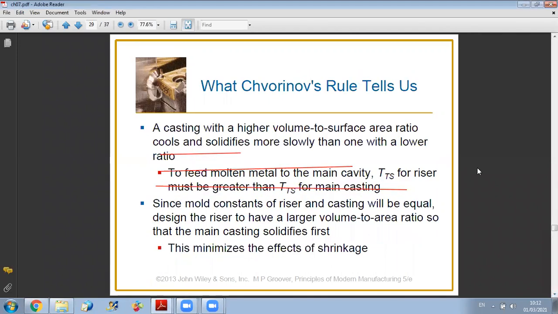Now, what does Chvorinov's rule tell us? What are the conclusions we can make from this rule? First, a casting with a higher volume to surface area ratio cools and solidifies more slowly than one with a lower ratio. And this is what we talked about. Now, how can we use these properties? It will help us in designing the riser. Why? In order to feed molten metal to the main cavity, the solidification time for the riser must be greater than the solidification time for the main casting.